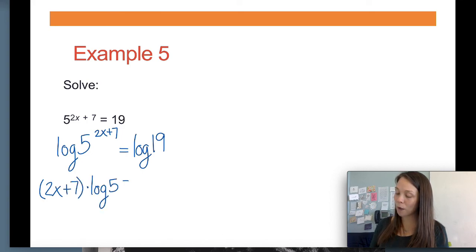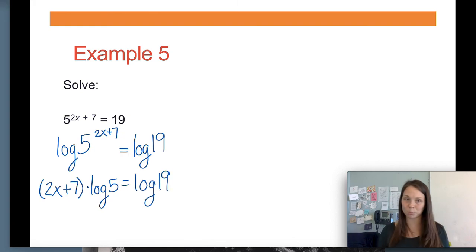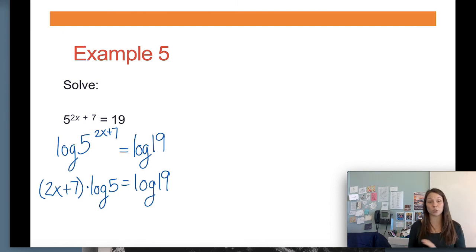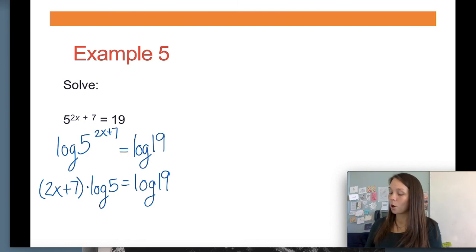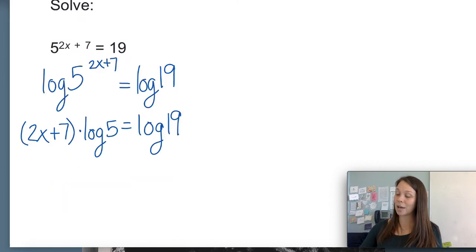But I have it wrapped in parentheses because unlike the last one, it's not just a single term. It's a binomial, 2x plus 7. I'm not going to multiply log of 5 into that parentheses. That would just get pretty messy. So instead what I'm going to do is I'm going to divide both sides right off the bat by the log of 5.